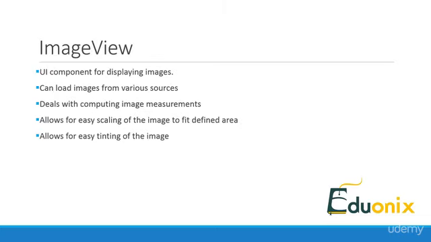ImageView is a view class used for displaying images. It has the ability to load these images from a variety of sources, like from the application resources or content providers. The ImageView is responsible for computing its measurements from the image so that it can be used in custom view hierarchies, and it also allows for easy scaling and tinting of the image. The scaling can be custom to center the image, crop the image, or scale the image.